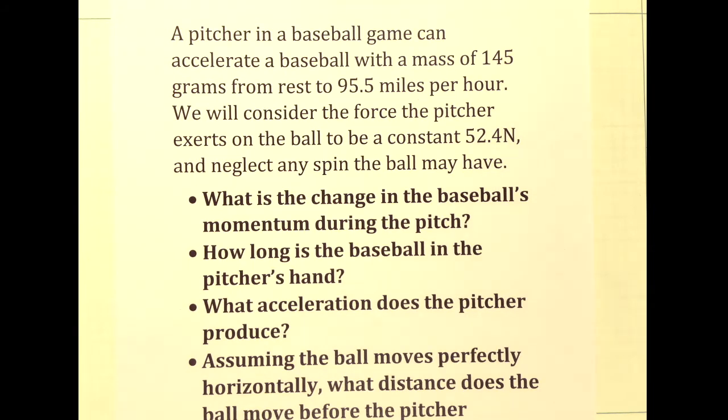In this video, we will use the ideas of impulse and momentum to solve the following problem. A pitcher in a baseball game can accelerate a baseball with a mass of 145 grams from rest to 95.5 miles per hour. We will consider the force the pitcher exerts on the ball to be a constant 52.4 newtons and neglect any spin the ball may have.